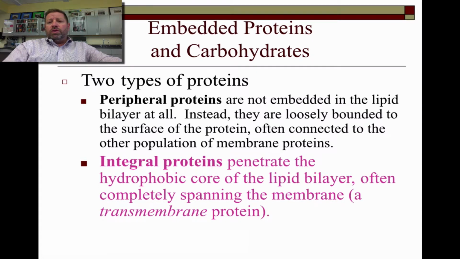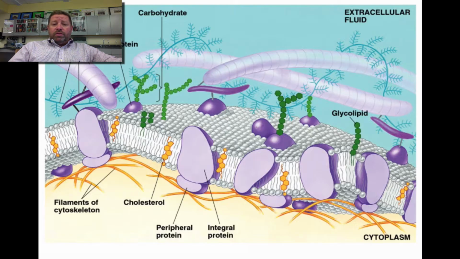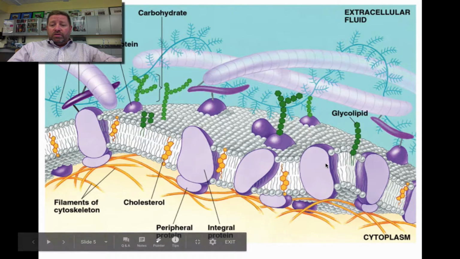So peripheral proteins, once again, are not embedded within the membrane. They're either on the outside, on the inside, or sometimes even in the middle where the hydrophobic tails are. Integral proteins go all the way through. So here's an example, sometimes called a transmembrane protein. They go across the membranes, hence the trans, like transatlantic ships across the Atlantic.